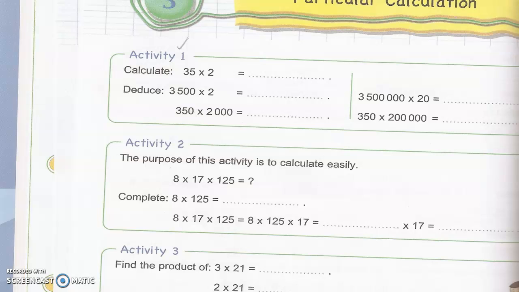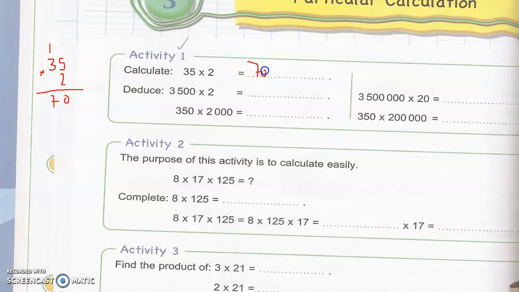Okay. Activity 1, let's calculate first 35 times 2. I will arrange them here. 35 times 2. 2 times 5, 10, so 0 down and 1 up. 2 times 3, 6, and 1, it's 7, so the answer is 70.